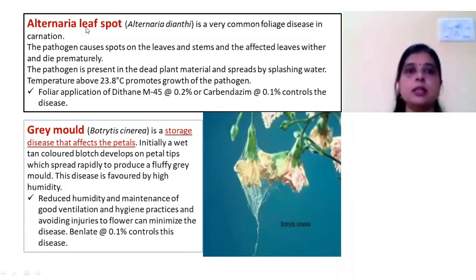Other diseases that affect carnation are Alternaria leaf spot and gray mold. Gray mold is a storage disease that affects the petals. Thank you. So I have completed today the production technology of carnation. Thank you.